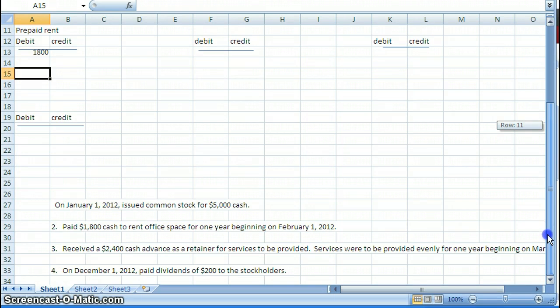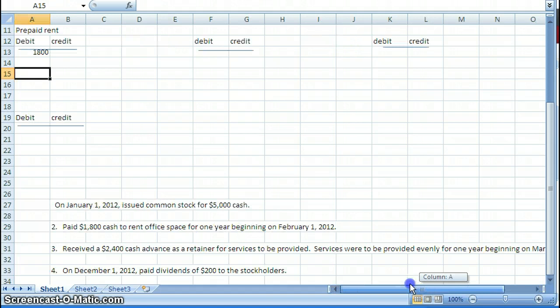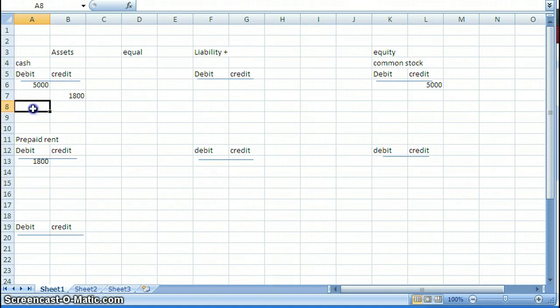Now, we receive a $2,400 cash advance as a retainer for services to be provided. Services are to be provided evenly for 1 year beginning March 1st. So $2,400 comes in. Cash, so we're going to increase cash. Now, we haven't performed the work yet. The work has not been performed yet. So we're going to create an account called unearned revenue. And why would we create an account called unearned revenue? I want you to think about that for a moment.